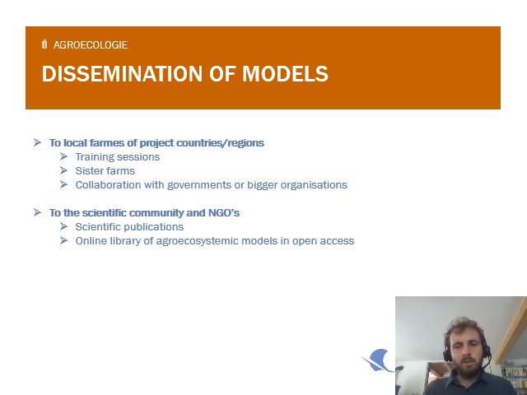And then we want to share these results and these agroecological models on a bigger scale. So we will publish the results in scientific papers, of course, and we will establish an online library where you can find the agroecological models for the regions you want to work with, so that maybe some NGOs or government can use this data to strengthen agroecology and food security in the areas.